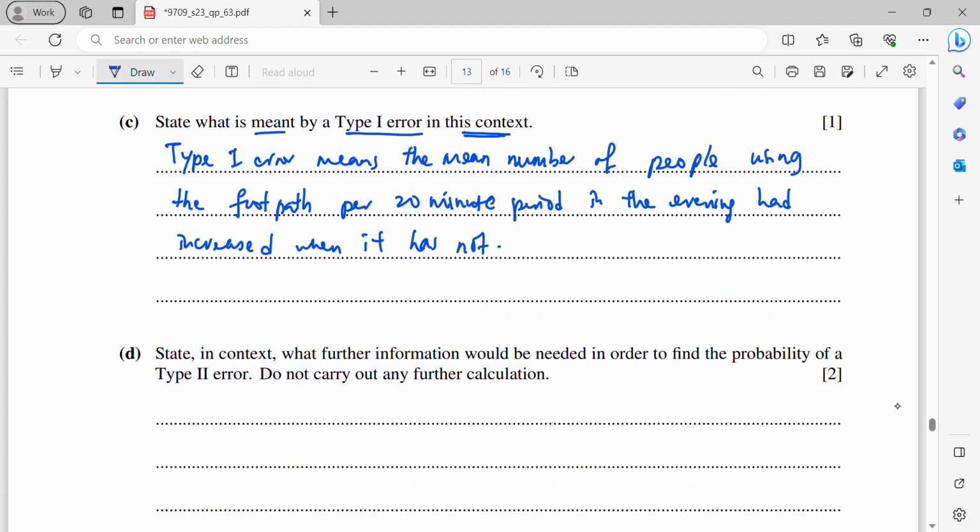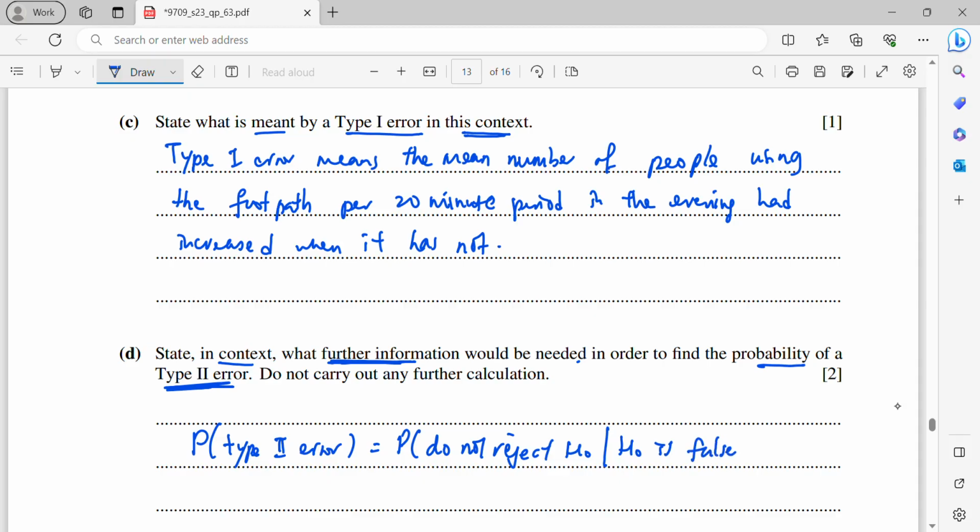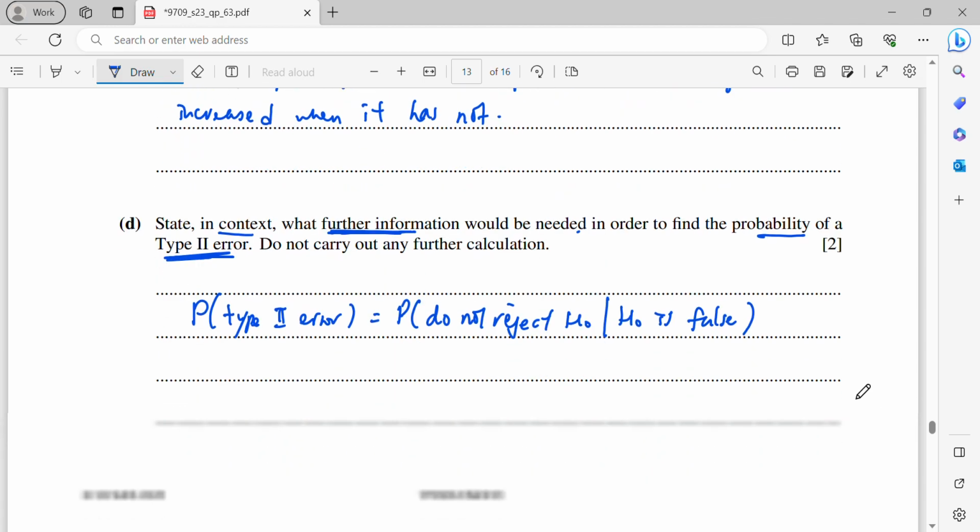Now D, state in contrast what further information would be needed in order to find a probability of type 2 error. Do not carry out any further calculation. Now refer back to the definition of type 2 error. The probability of making type 2 error is the probability of do not reject H naught given that H naught is false. Type 1 error means given H0 is true, so type 2 error means given H0 is false.